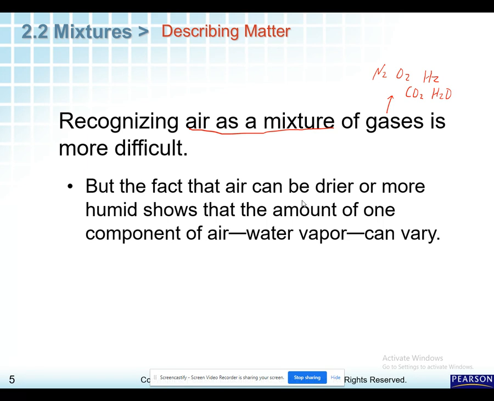Whereas if you go to the rainforest, the air is more humid. You just feel sticky and wet. And that's because there's a lot of water vapor in the air. So since this water vapor amount can be different, the composition, again, is not fixed. It can vary. You can even see this in day-to-day life. Sometimes we have dry days and sometimes we have super humid days right before rainstorms.